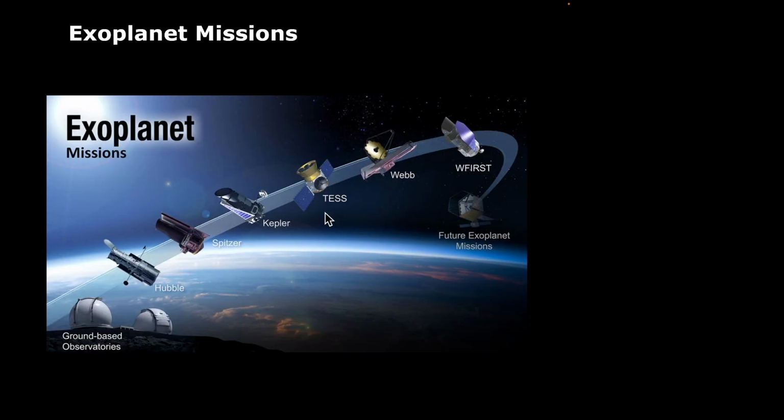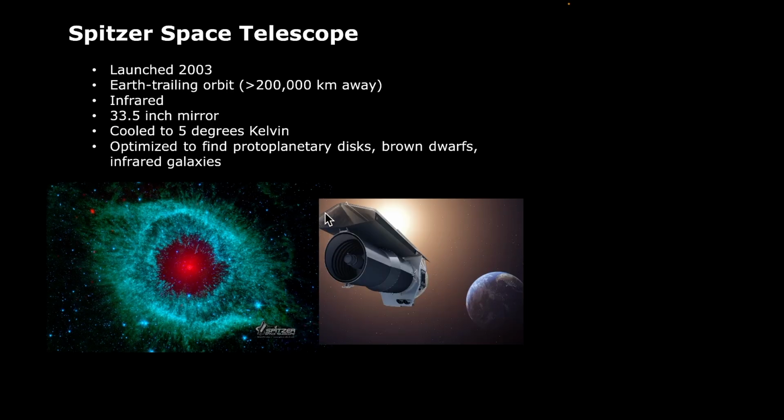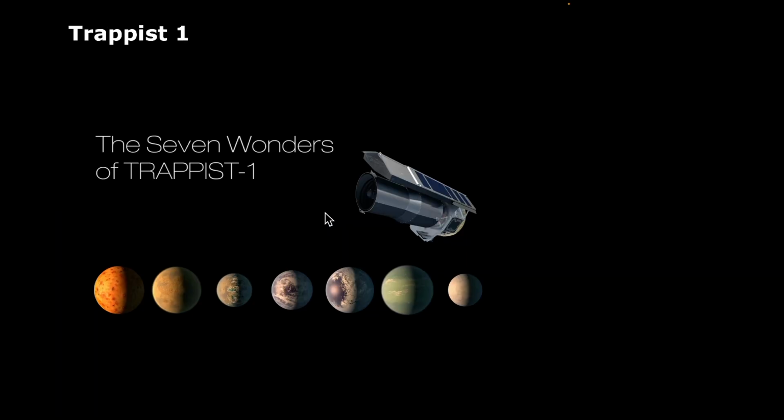Let's talk for a few minutes about exoplanet missions. The Spitzer Space Telescope was launched in 2003, and it has been used to find exoplanets. It's optimized to find protoplanetary disks, brown dwarfs, and infrared galaxies, and also has found exoplanets. Here's a short animation talking about TRAPPIST-1, which is probably the most successful discovery of Spitzer. TRAPPIST-1 is a 19th magnitude red dwarf about 39 light years away, found near the ecliptic by Theta Aquarii.